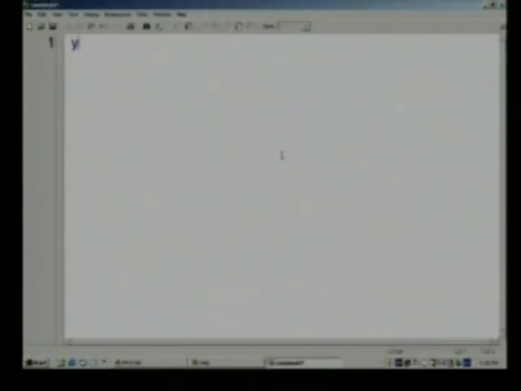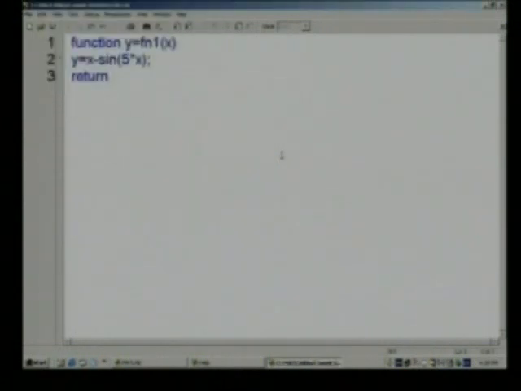So what is my function? I have to write function first, then y is equal to fn1 of x. Very good. You write y equal to x minus sine 5 into x, then return. You need not write return, but it is better. Save it, and it will automatically show as fn1. So that becomes a function. Now you see, fn1 of 0.1, 0.5, 0.8, they are all working, therefore the function is working.